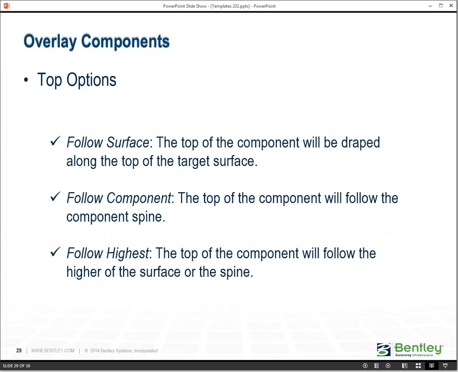So the top options are to follow a surface, which we talked about. Typically that's your existing ground. Follow component. And remember what I said there is typically that means to follow what you drew. So if you're building your component at 12 feet at minus 2%, to follow that. And then the third option for the top is to follow the highest of the two. So if it's the surface or the component, depending on which one you pick, that's what it will trace.